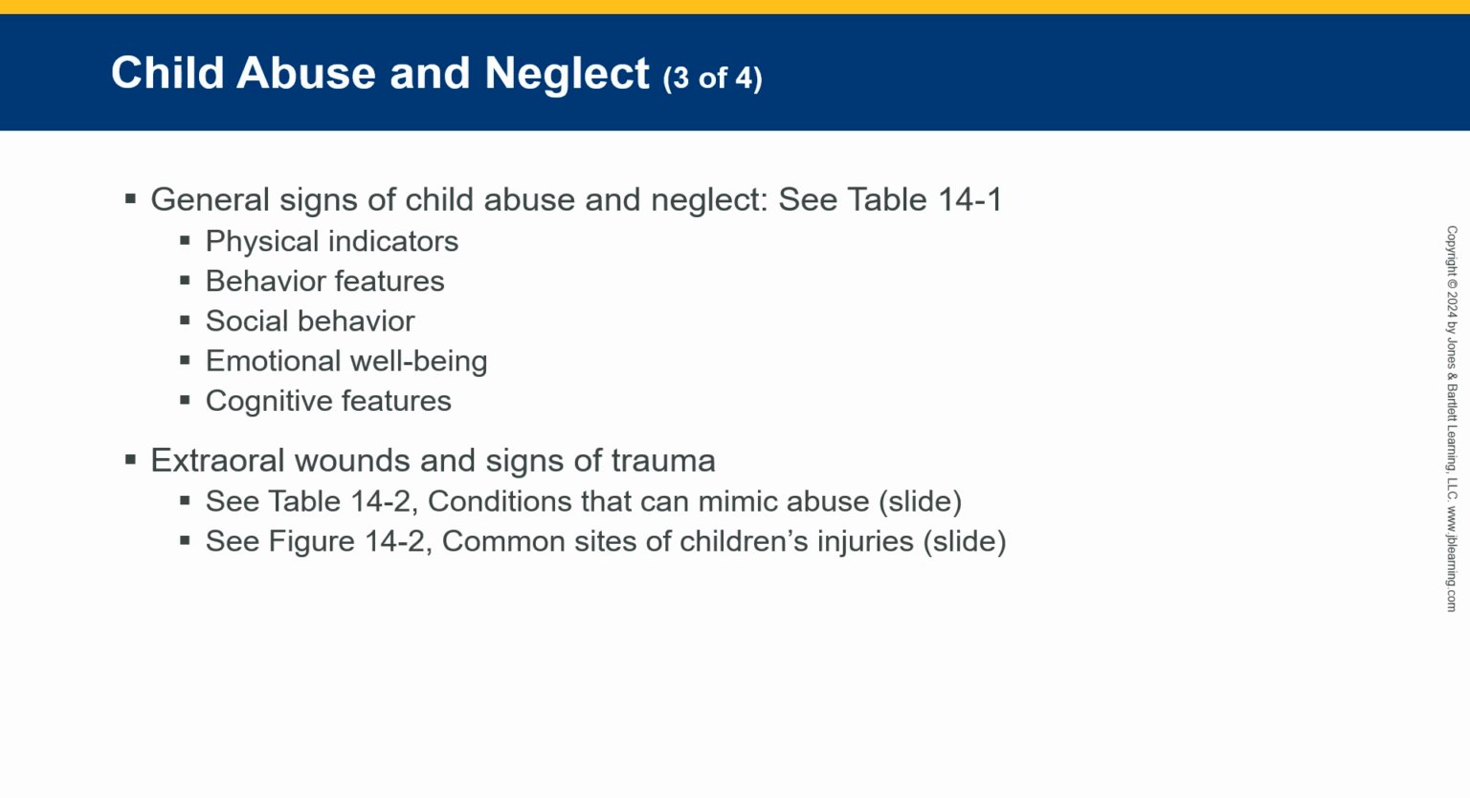Behavior features include aggressive, destructive, or antisocial behavior. Social behavior: the child may act withdrawn or fearful in the presence of the caregiver. Emotional well-being: the child may have lower self-esteem. Cognitive features: neglected children exhibit lower IQ. However, neglected children exhibit well-developed problem-solving skills.